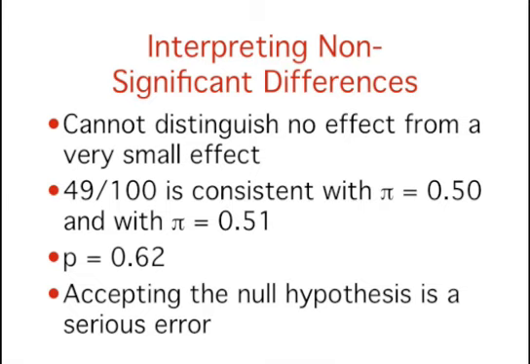However, we know, but experimenter Jones does not, that pi equals 0.51 and not 0.50, and therefore that the null hypothesis is false. So, if experimenter Jones had concluded that the null hypothesis were true based on the statistical analysis, he or she would have been mistaken. Concluding that the null hypothesis is true is called accepting the null hypothesis. To do so is a serious error.